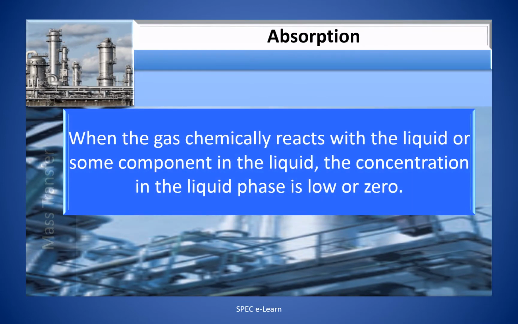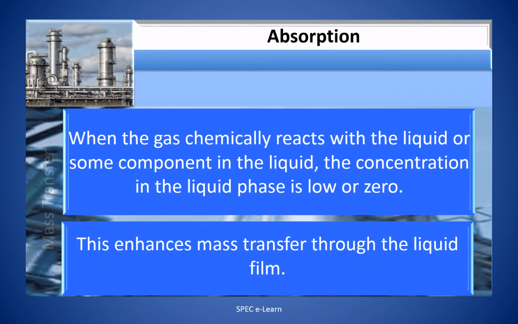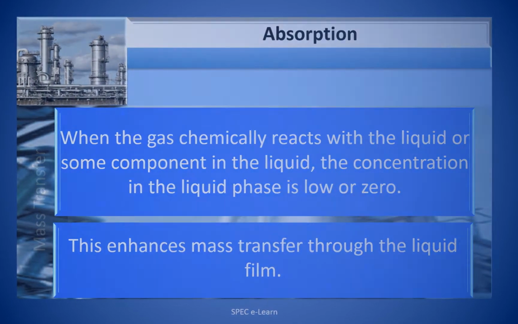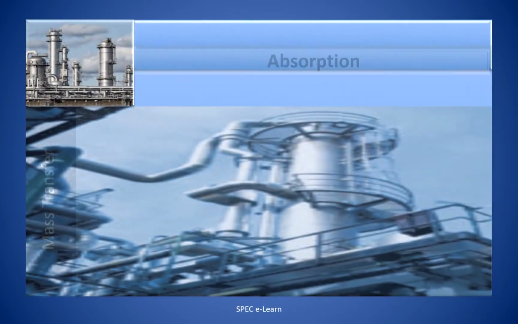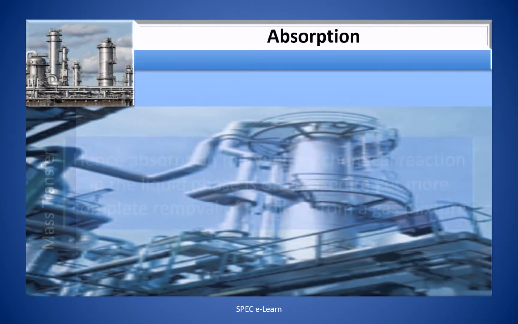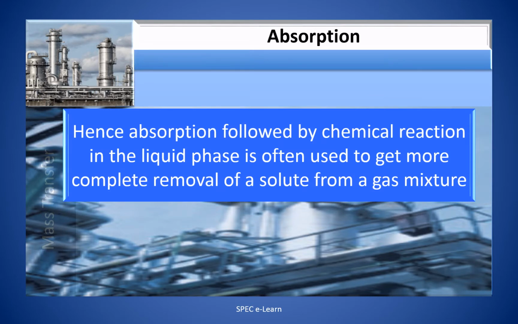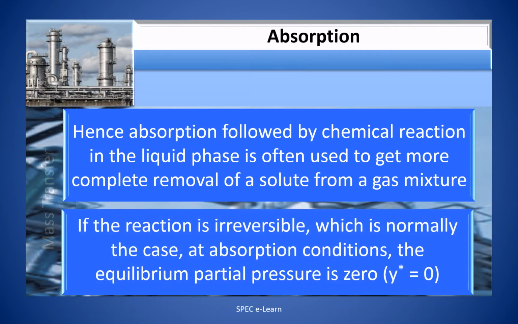When the gas chemically reacts with the liquid or some component in the liquid, the concentration in the liquid phase is low or zero. This enhances mass transfer through the liquid film. Hence, absorption followed by chemical reaction in the liquid phase is often used to get more complete removal of a solute from a gas mixture. If the reaction is irreversible, which is normally the case at absorption conditions, then the equilibrium partial pressure is zero.